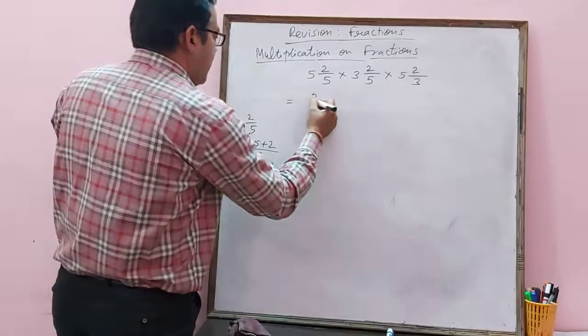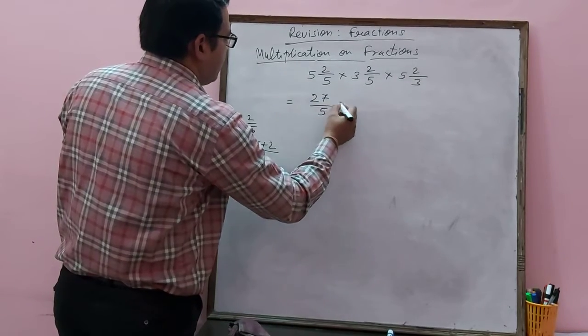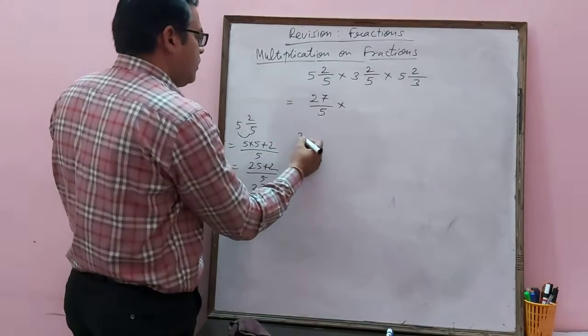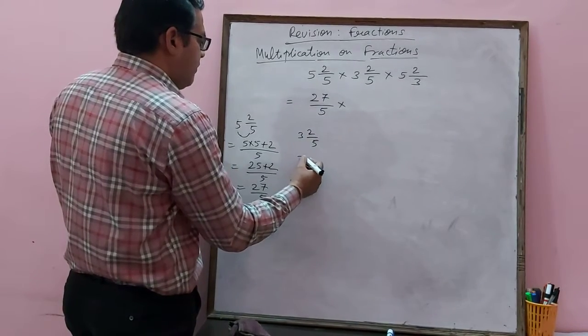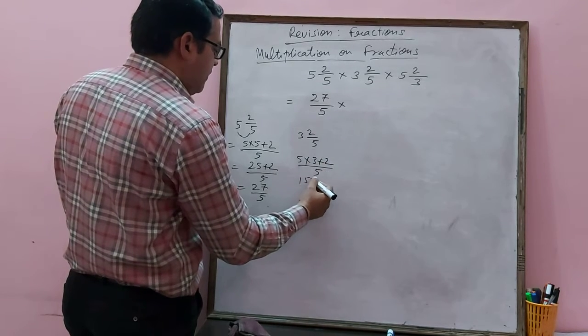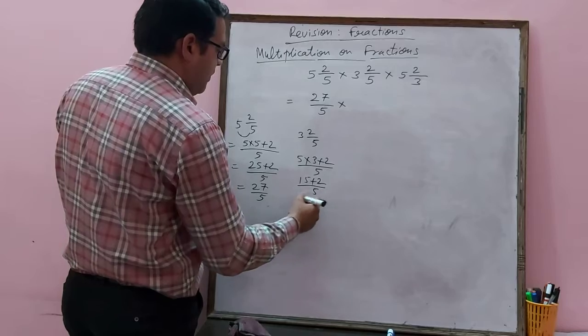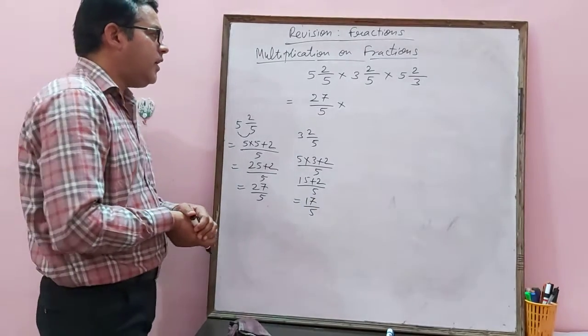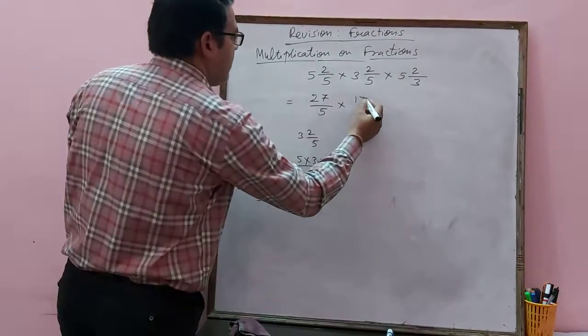So what can we write here? 27 by 5. Hope you understand. Now here also, what to do? 3 whole 2 by 5. 5 into 3 then plus 2 by 5. 5 3s are 15 plus 2, 17 by 5. Hope you understand. So we can write it as 17 by 5.